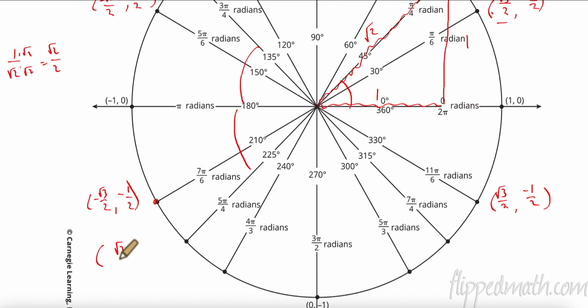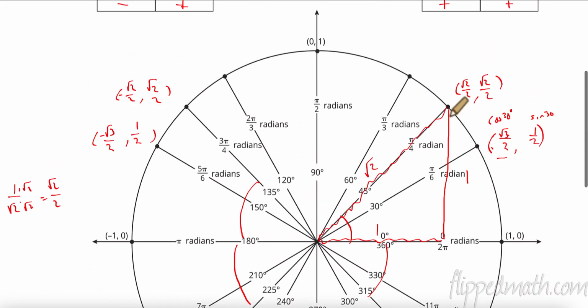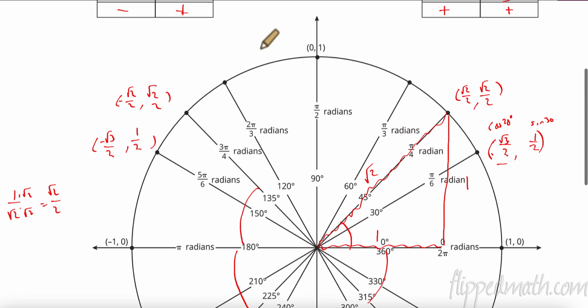Again, I know it's going to be some value of radical 2 over 2 for both values. I went left, so my cosine, my x, is negative. My sine, my y value, is also negative. And last but not least, let's go to 315. 315 is 360 minus 45. I'm going to the right, so it's positive radical 2 over 2, and I'm going down, so it's negative radical 2 over 2. I want you to try to find pi over 3 and use the symmetry to find all the other sides. So pause the video and do that now.